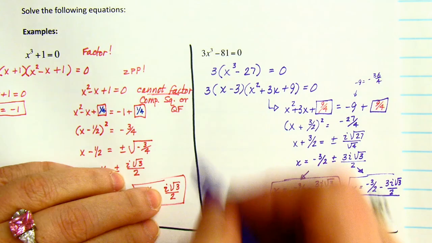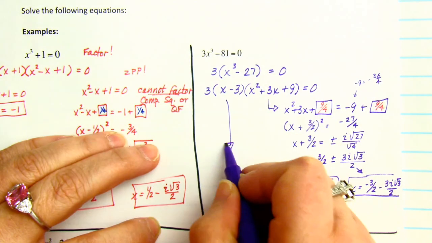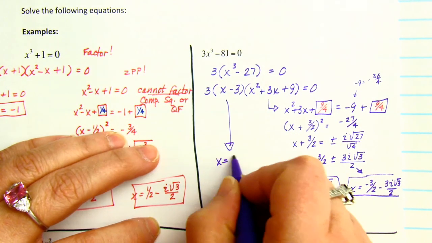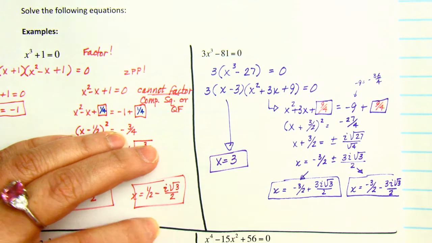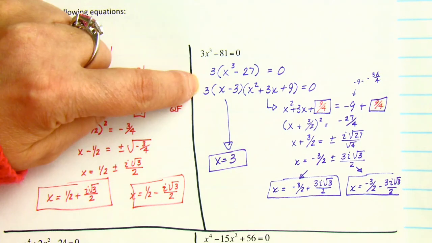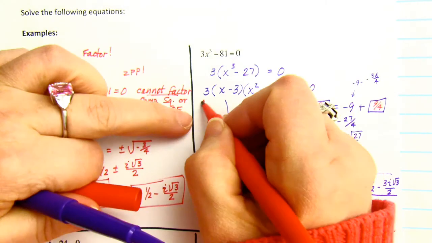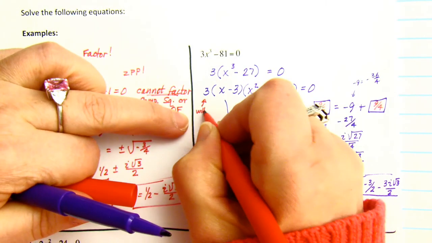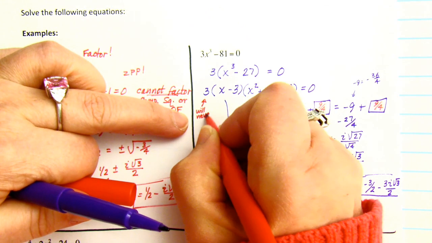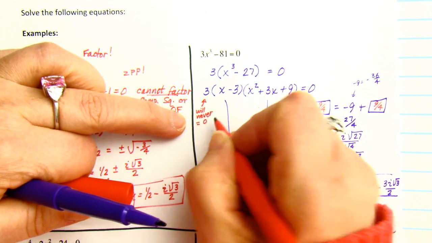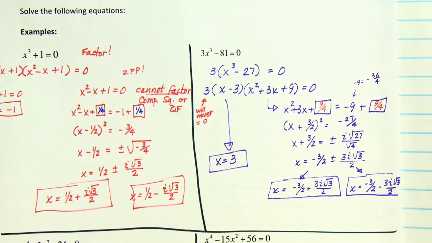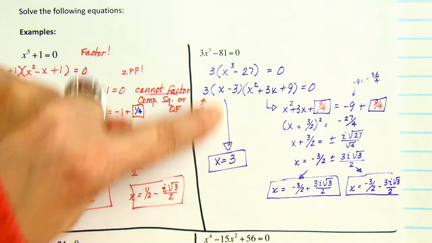And I do have one real solution. ZPP says x equals 3. This will never equal 0. Okay? The 3 is coming from that factor.